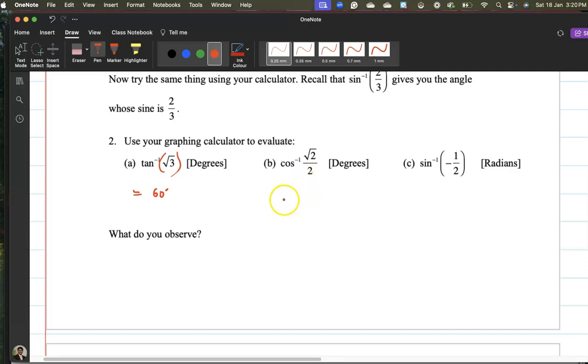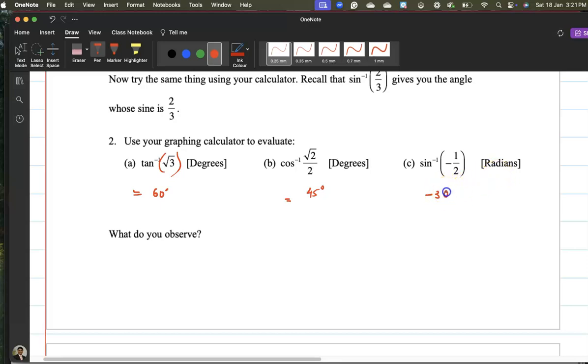Square root of 2 divided by 2. You think it will be fine? No, because that's in the square root, you have to go out. Put a fraction: square root of 2 upon 2. That gives 45. Then sine inverse of minus half, minus 0.5, gives minus 30. And radians they want.